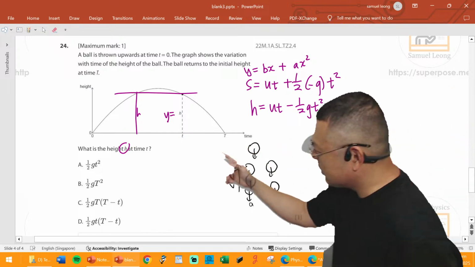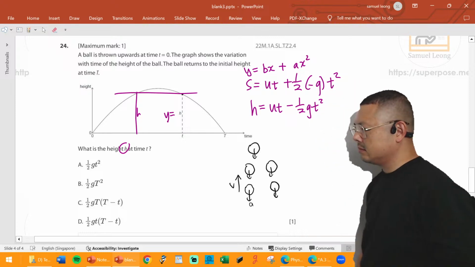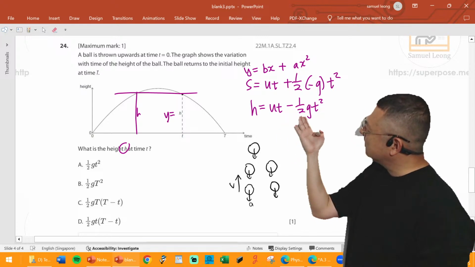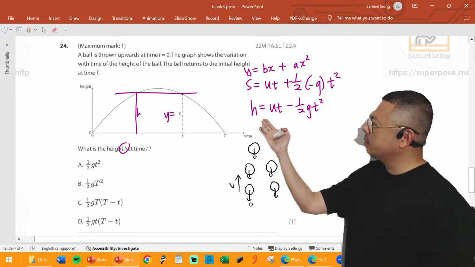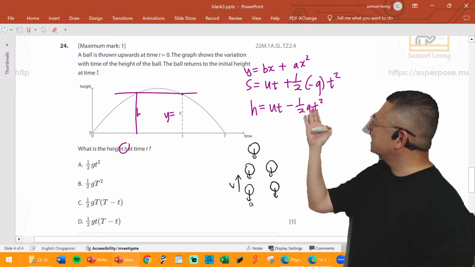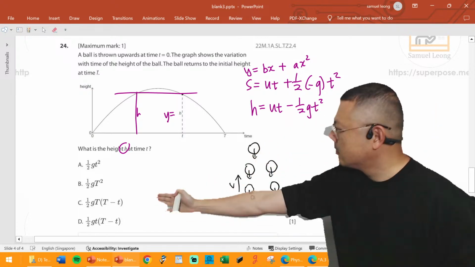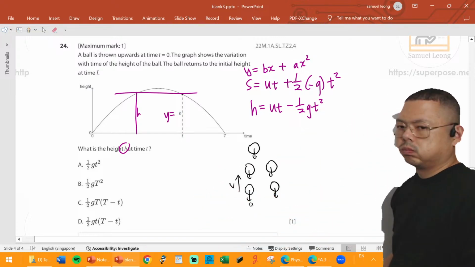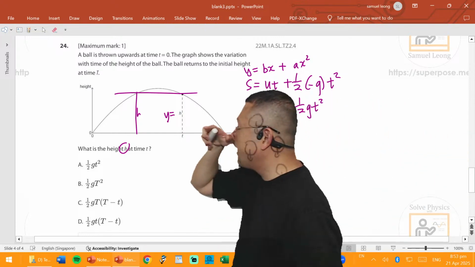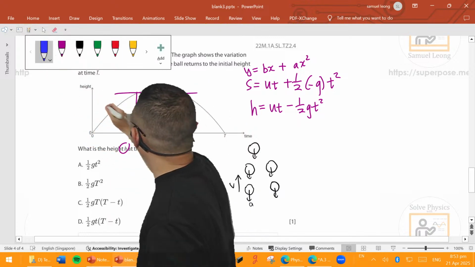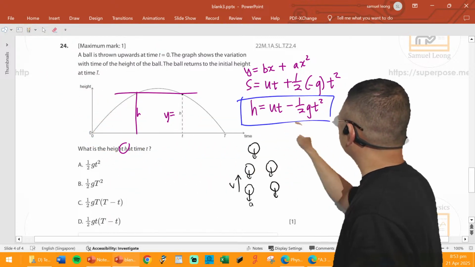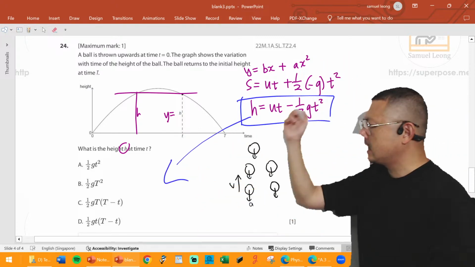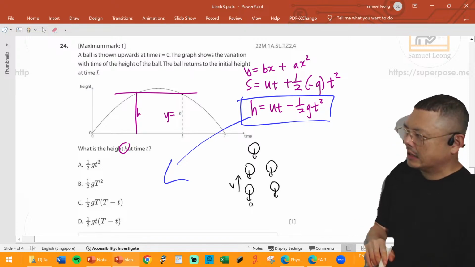Okay, so I try to see, is there an option? Don't have. Why don't have? How come? I really put h already. ut minus half gt squared. Why is there no option for me? I double check. It's correct. So why is there no option? If you look at the options, you realize that there's no u.